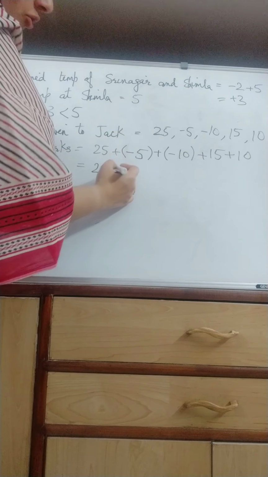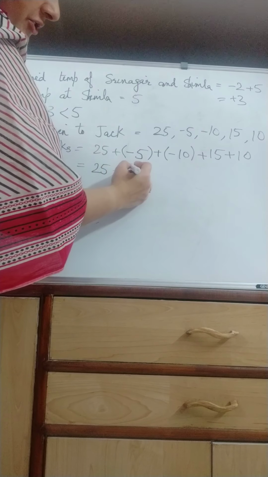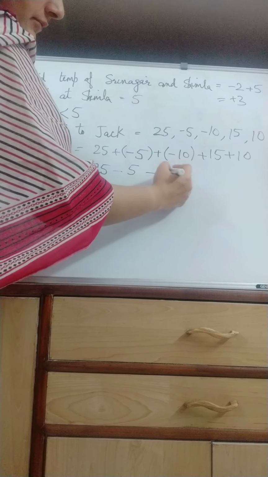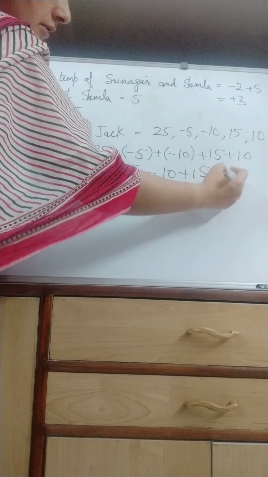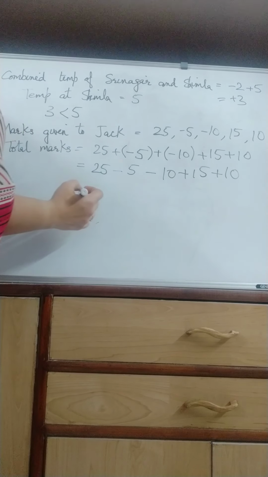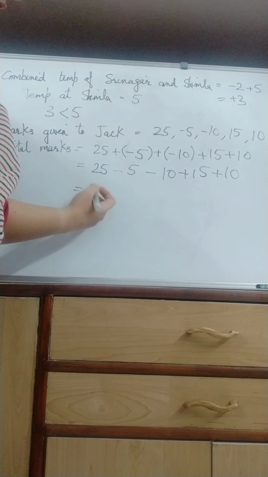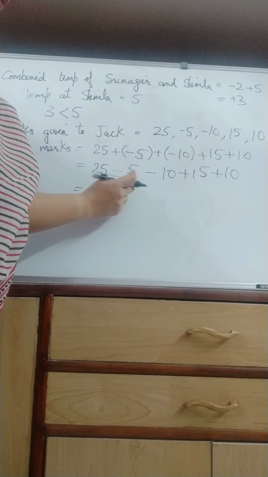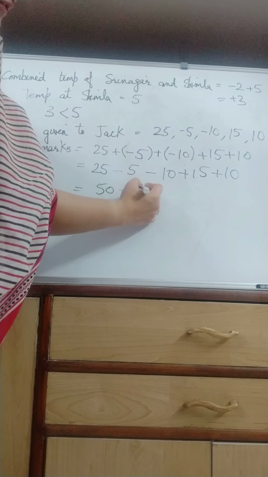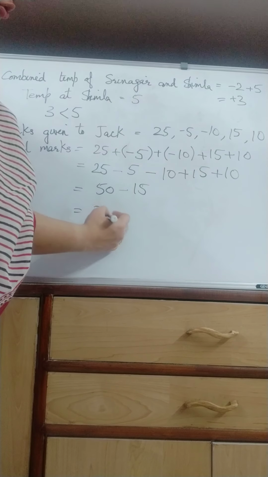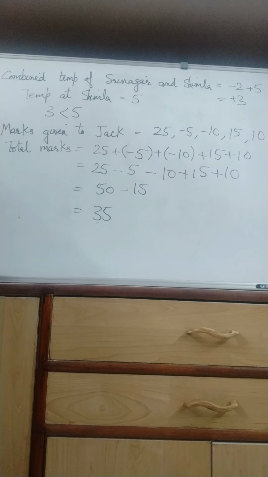Okay. So this I'm not going to be explaining now. I'll just straight away write. So now we take the positive numbers together. So 25, 15 and 10. So it becomes 50, and minus 5 minus 10 becomes minus 15. So the total marks are 35. This is how you're going to solve it.